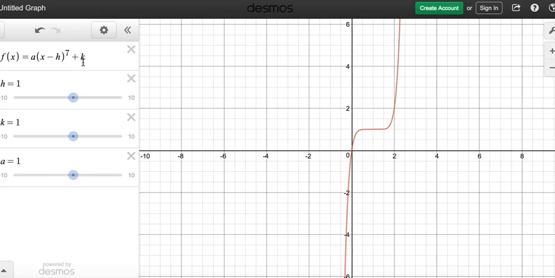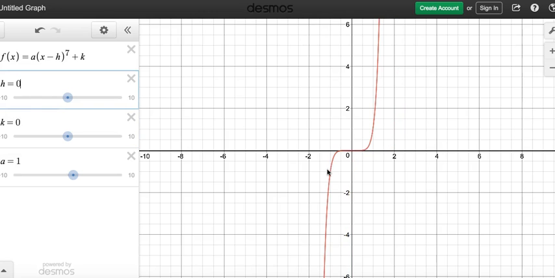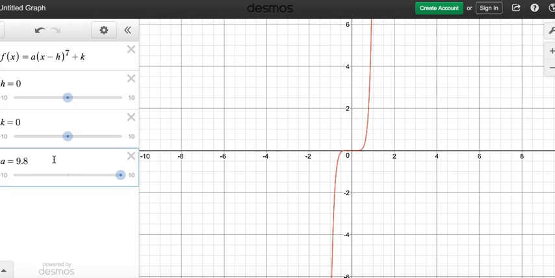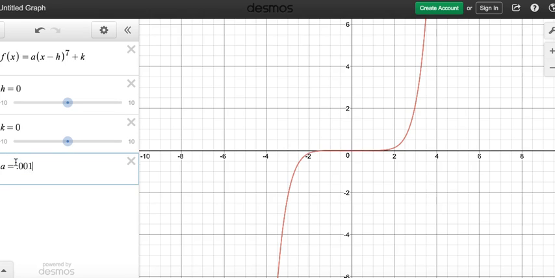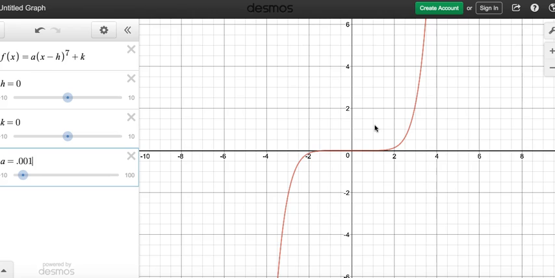Right now I'm just going to make k 0, okay, and I'm going to make my h 0 as well. So basically this right here is just f of x equals a times x to the power of 7, which is now our basic graph, right? And we learned that as a gets bigger and bigger, it gets narrower and more narrow. Look, if it's in the 70s, 80s, 90s, it's getting more narrow. And then, of course, if you make it really small, it's going to get super wide, right? So we know that from our last example.